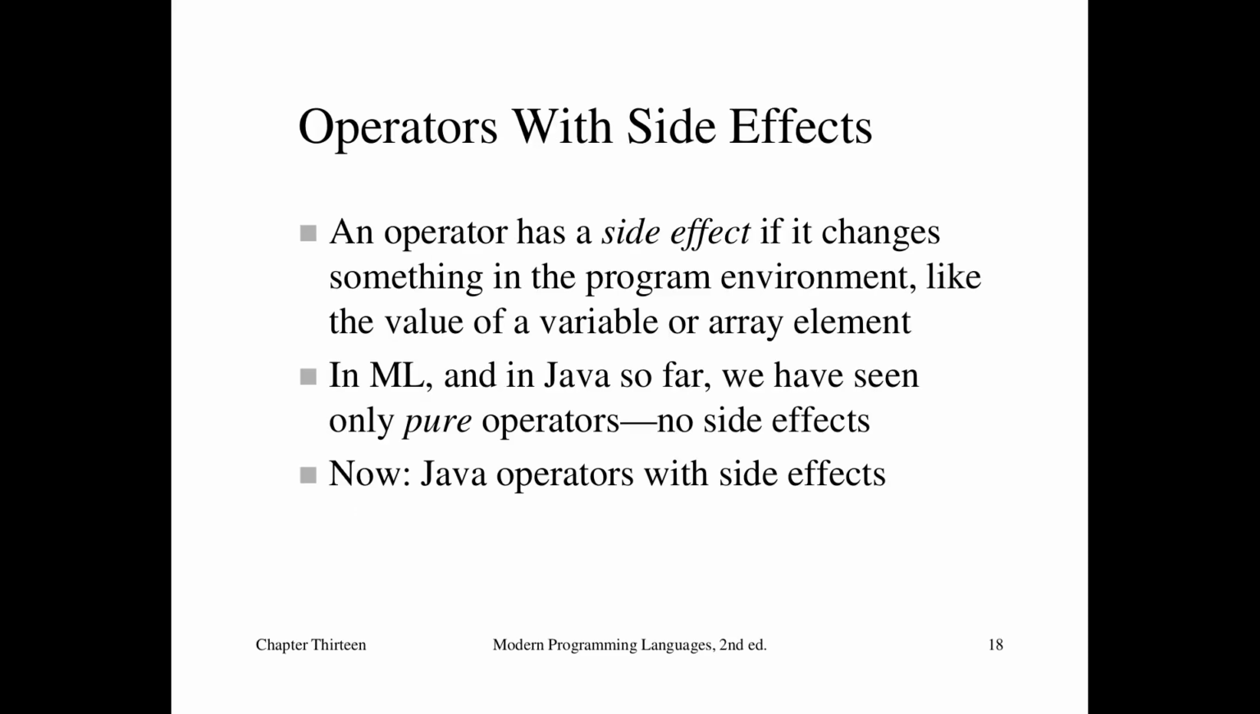So, operators with side effects. This is the interesting thing. An operator has a side effect if it changes something in the program environment, like the value of a variable or an array element. In ML and in Java so far, we have seen only pure operators. All the operators that we've looked at have no side effects. That includes string concatenation, as I said before. String is immutable. There are no side effects with any of its operations.